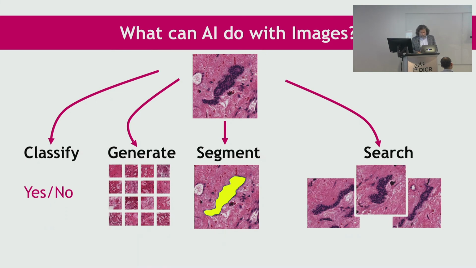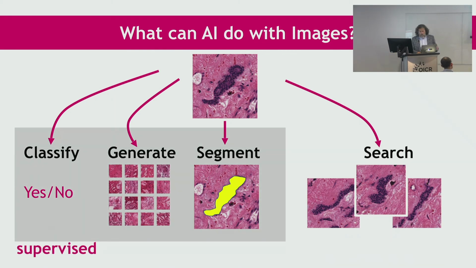And this is the last one, is something that we focus on. The first three ones, and there are others, so these are the major ones. I'm not saying these are the only things we can do with computer vision and AI. So the first three are basically supervised techniques, which means you need the pathologist.